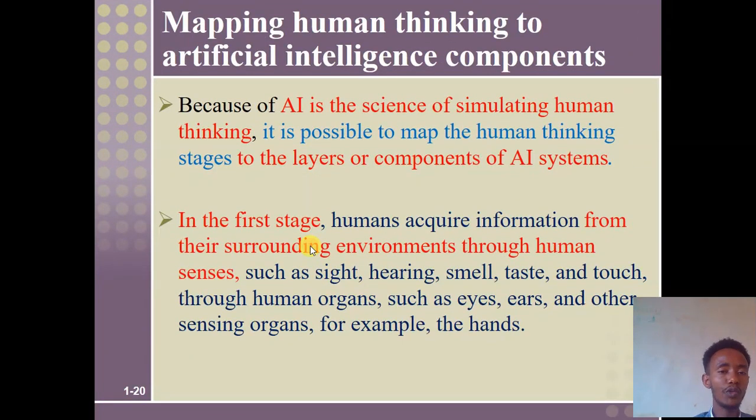So, because of artificial intelligence's sense of simulating human thinking, it is possible to map human thinking stages to the layer or component of artificial intelligence.